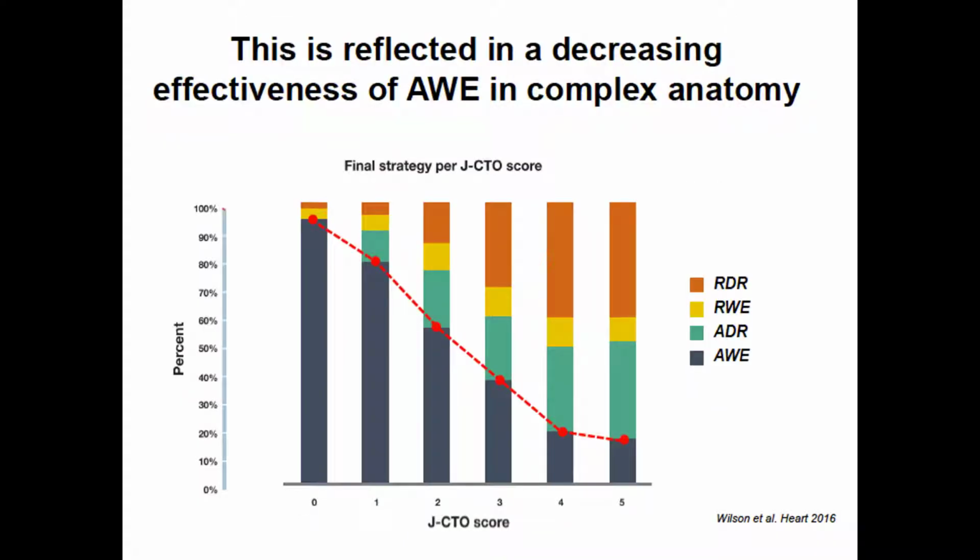So this is reflected in a decreasing effectiveness of antegrade wire escalation with more complex anatomy. This is why you need to understand your anatomy and use the score. As you can see here, when you have a Japanese CTO score of 0 to 1, your success rate could be up to 90% using antegrade wire escalation. However, when your Japanese CTO score goes up to 3 or higher, antegrade wire escalation alone will not bring you to a high level of success. You need to use alternative strategies such as antegrade dissection reentry or the retrograde approach.